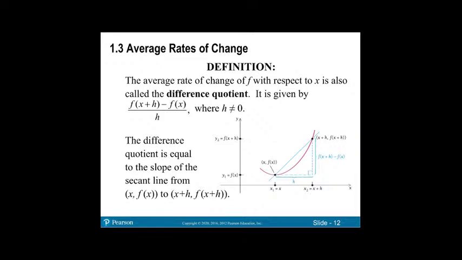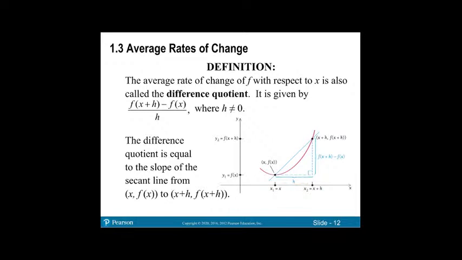Okay. So the average rate of change of f with respect to x is also called the difference quotient, right? It's given by this formula here, f of x plus h minus f of x over h. In the previous one, we were looking at the slope between 2 points, the change in y over change in x. So now say we have some point x comma f of x. We just have a point. And then we want to consider a second point. If x is our first point, then we want to consider some change. So h is just a change.